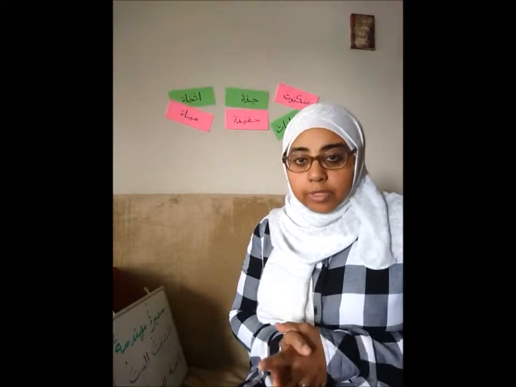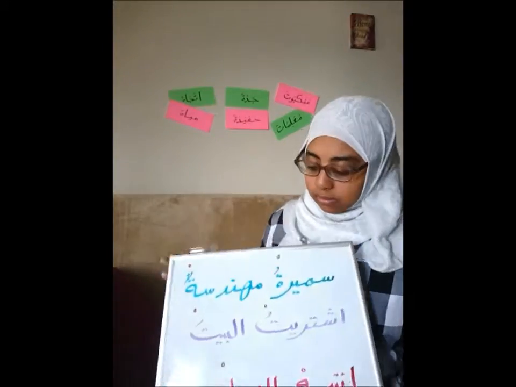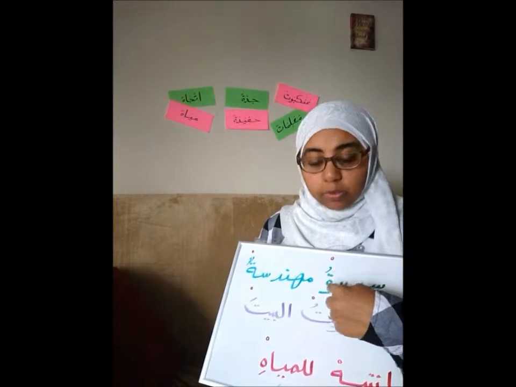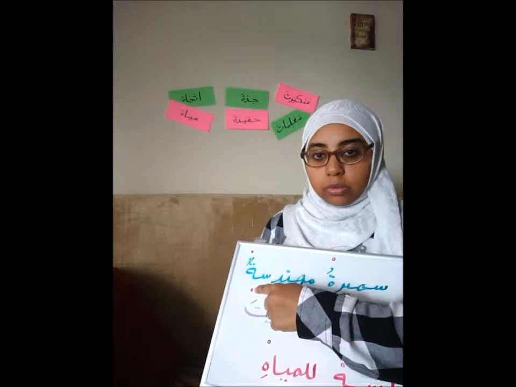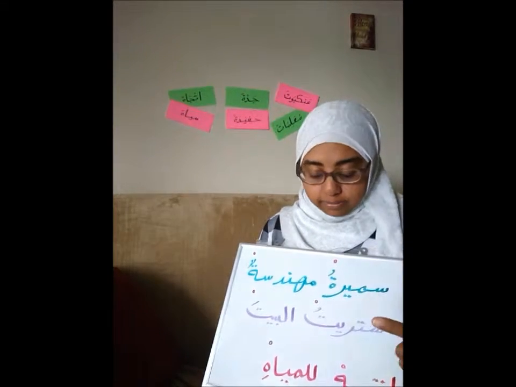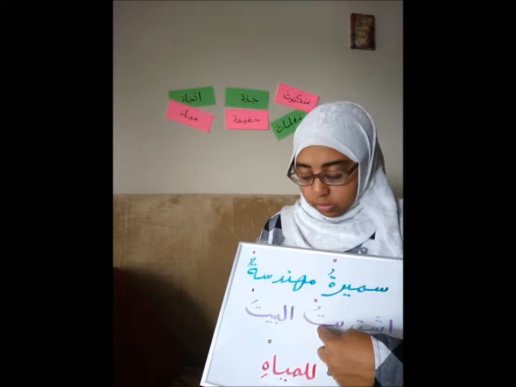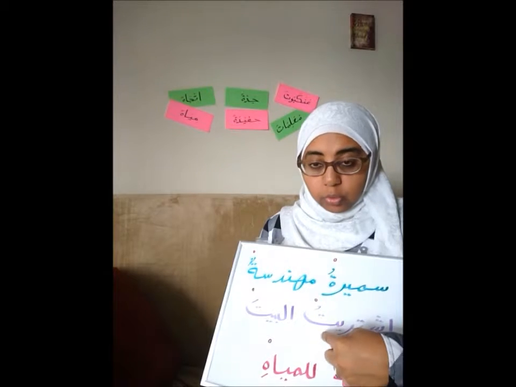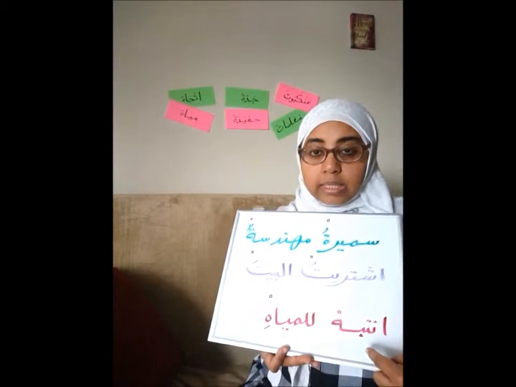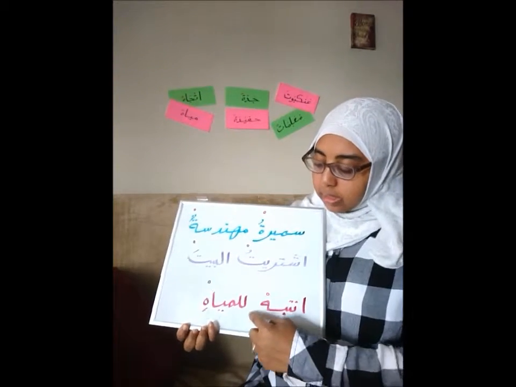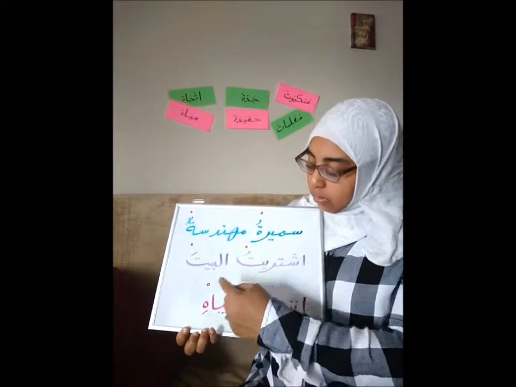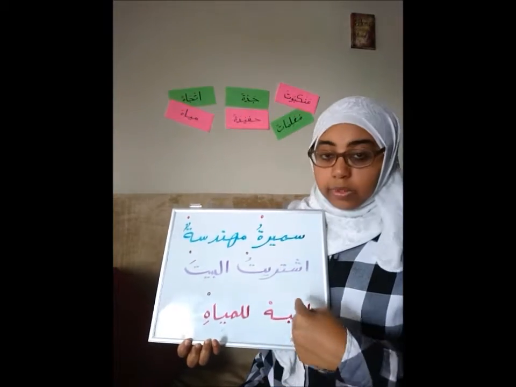So I'll give you a few sentences. The first one is an example of ta al-marbuta: Samiratu muhandisatun. The ta al-marbuta is pronounced as a ta, the same as in ishtaraytu al-bayta. And for the last sentence, intabih lil-miyahi. So when we see them written, we know the difference.